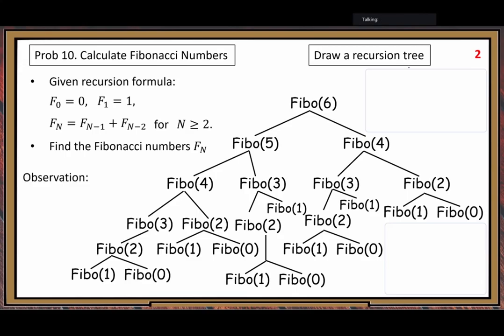Here, let's look at the biggest part. If you look at Fibonacci of 2, how many times does Fibonacci of 2 appear in this tree? How many times?